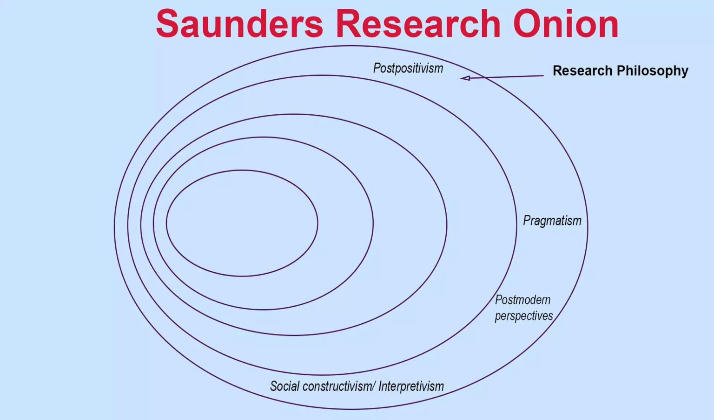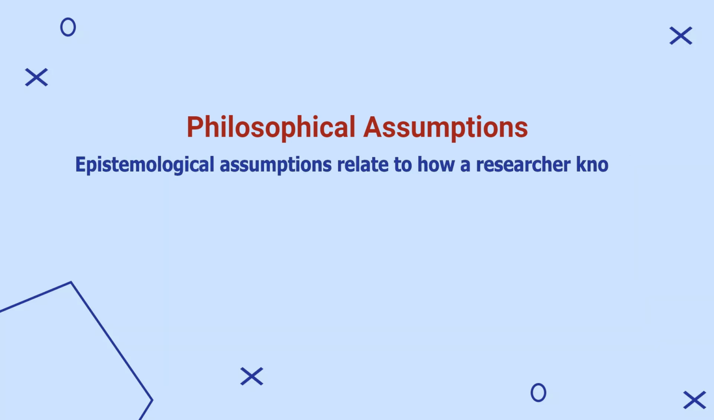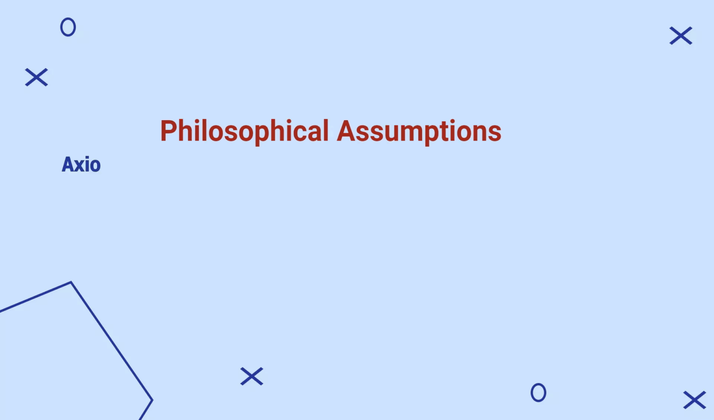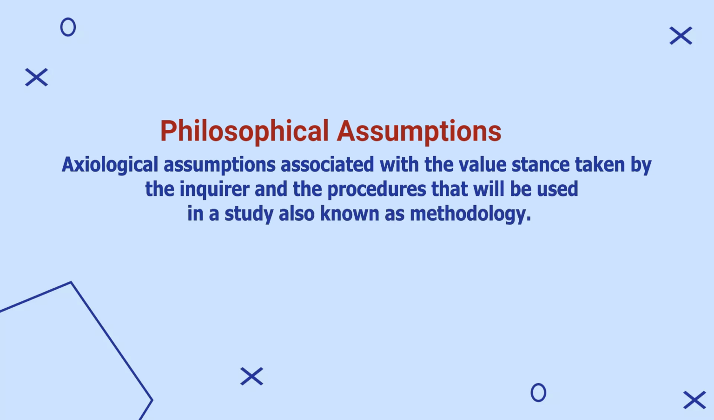is the research philosophy. When conducting research, a researcher will bring certain philosophical assumptions, which will be stances the researcher will take in order to determine the direction of their study. This will include ontological assumptions related to the researcher's view of reality, epistemological assumptions related to how a researcher knows reality, axiological assumptions associated with the value stance taken by the inquirer, and the procedures that will be used in a study, also known as methodology.